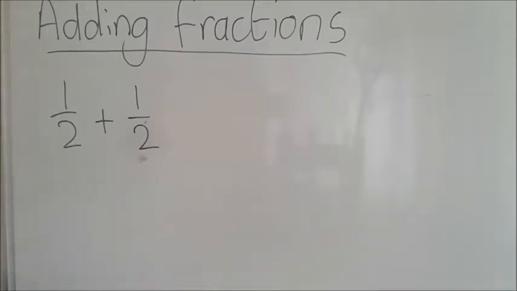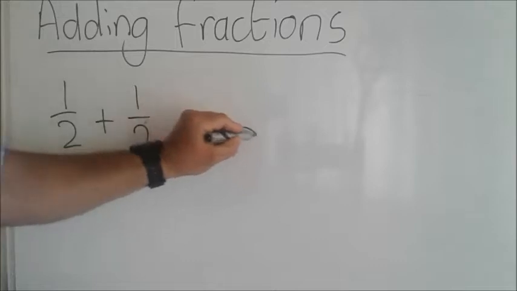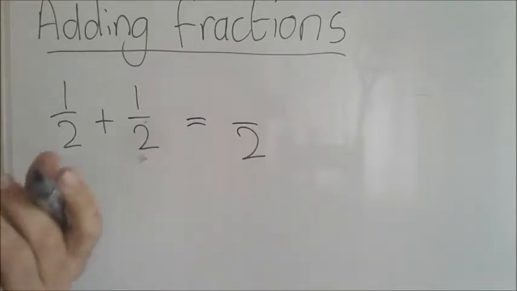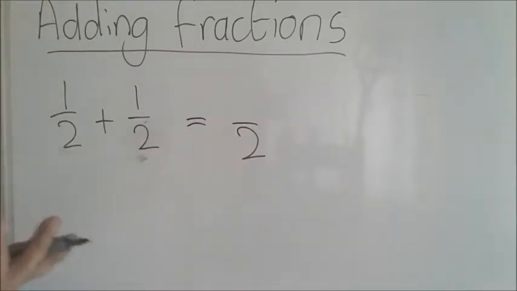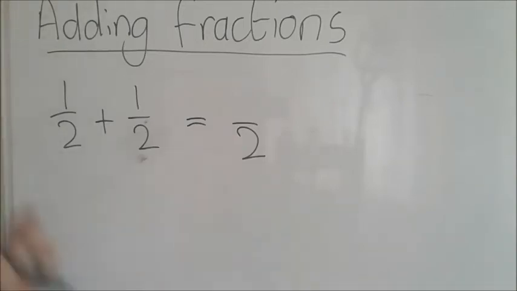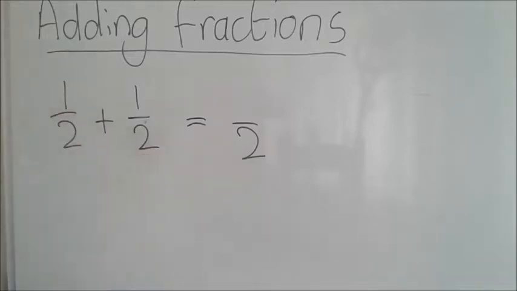fractions with the same denominator, it's very easy because your denominator always remains the same. You never add up denominators. Denomination's root word is name. It's the name of the fraction. A denomination is a name. So 2 is the name of your fraction. It is not a quantity, so you do not add them up, they stay the same.